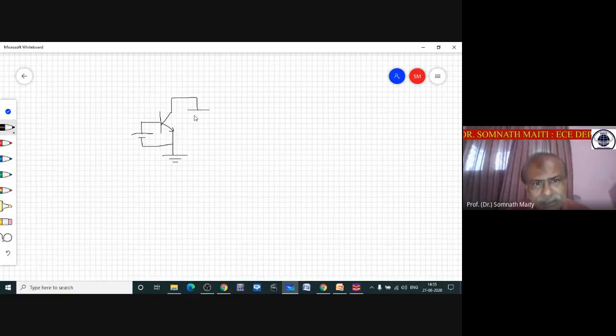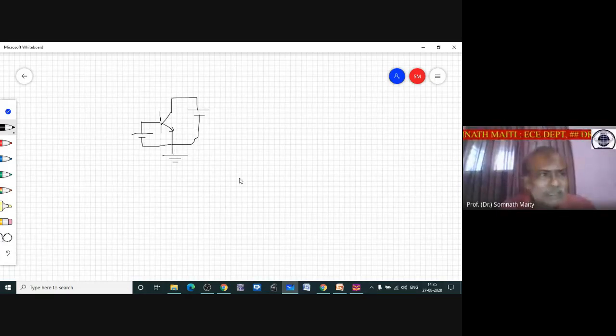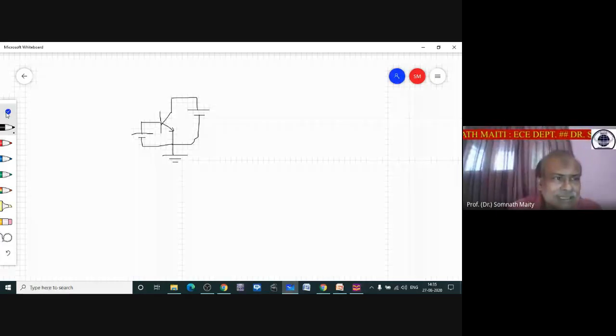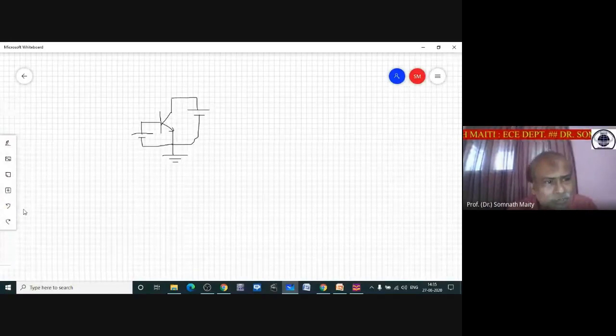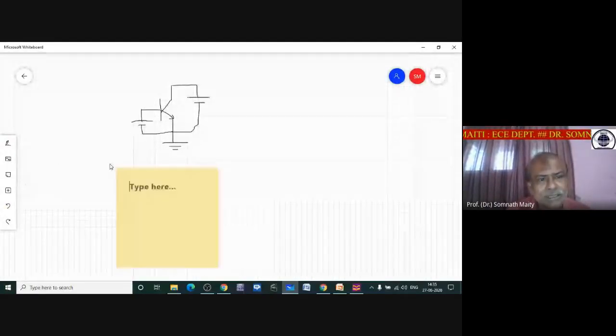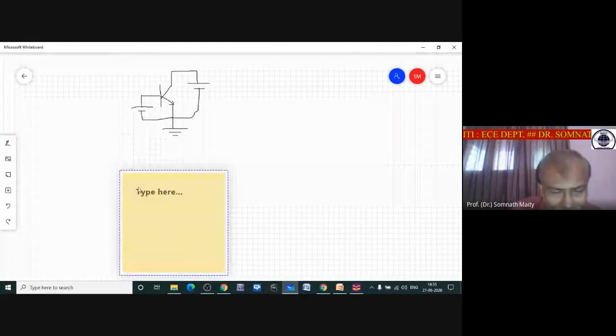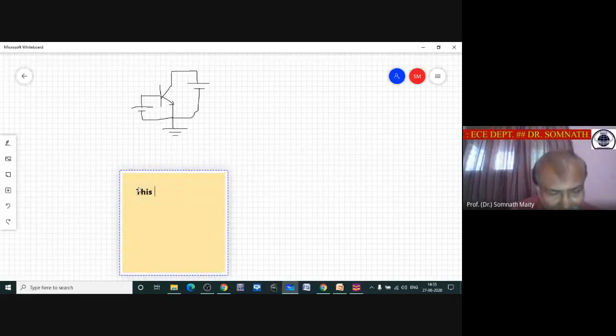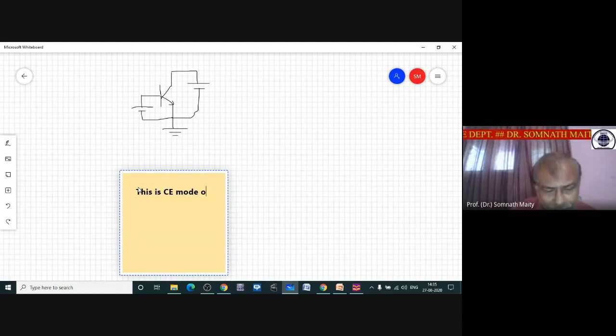So what I've said, this is CE mode. This is common emitter and common base. So you have to understand this common emitter and common base mode. Then this is CE mode of operation. Okay.